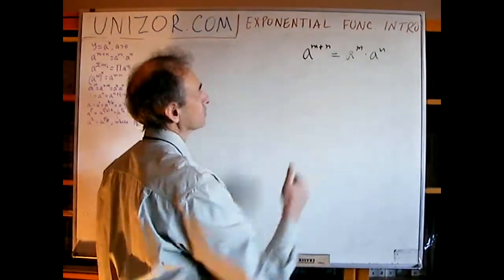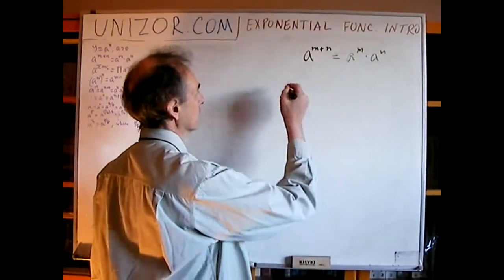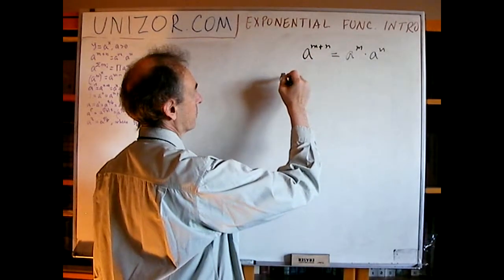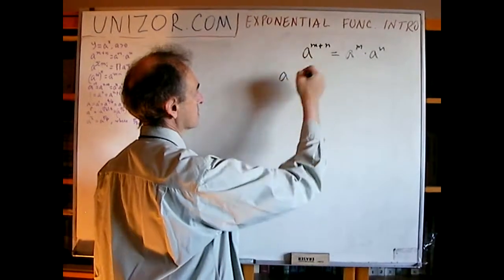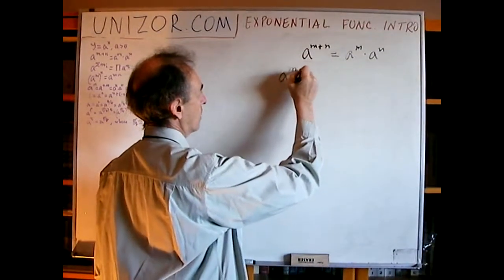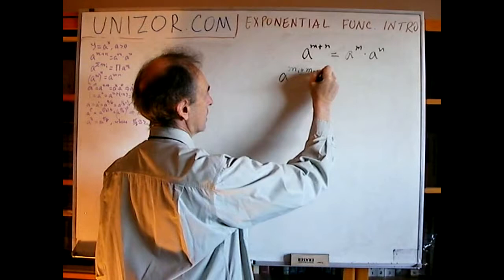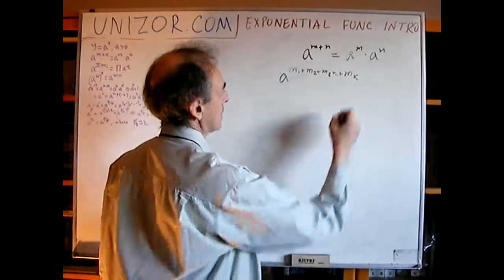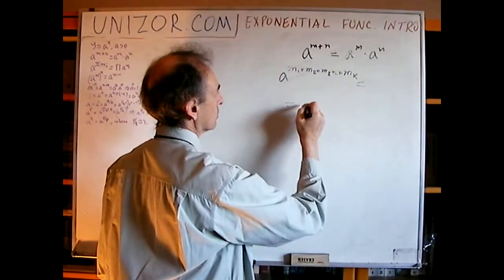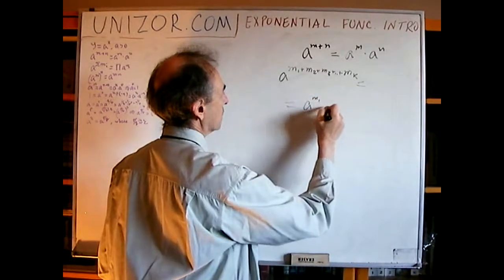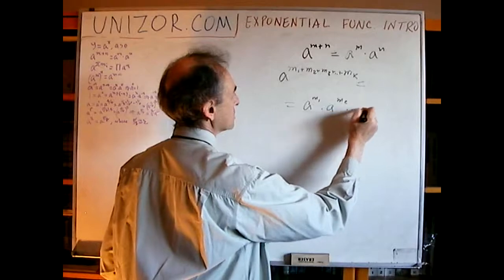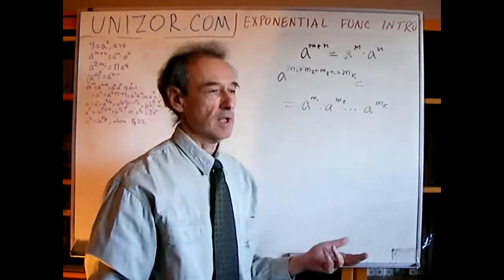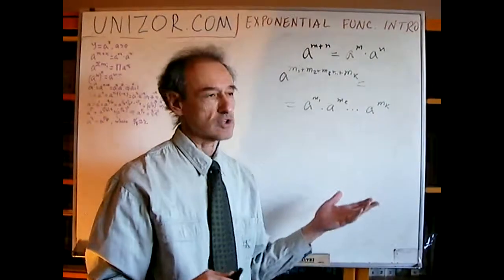By the way, this important property can be slightly expanded to more than two numbers added together. If you have m1 plus m2 plus m3 plus etc. plus mk, then it can obviously be written as a to the power m1 times a to the power m2, etc., a to the power mk. A rigorous proof can be done by induction.